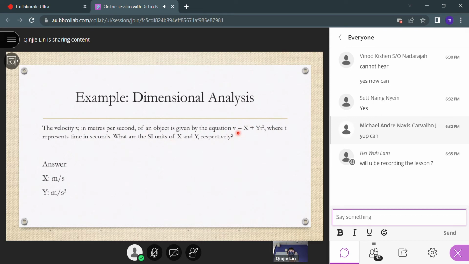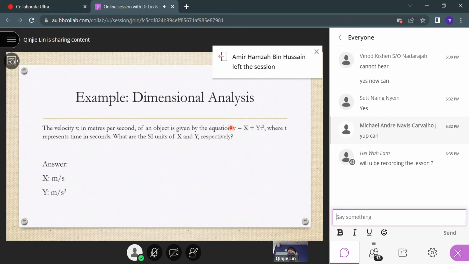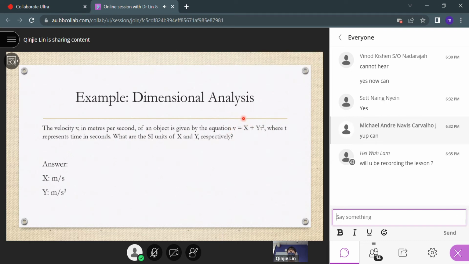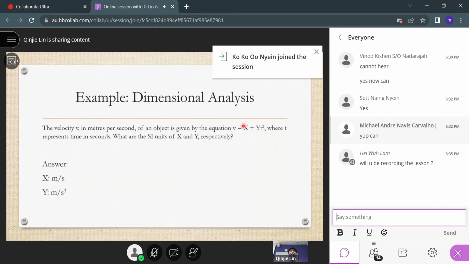Okay, so if you follow dimensional analysis, it means the left-hand side and the right-hand side must have the same dimensions. So v must have the same dimension as x. v also must have the same dimension as yt squared. If you follow that concept, you will realize x, because it's on its own, should have the same units as v. Okay? Then you compare your v and your yt squared.